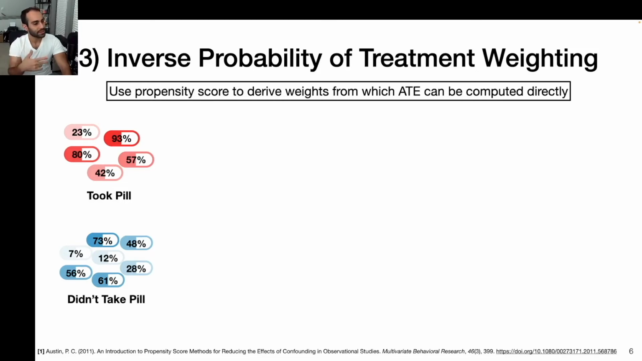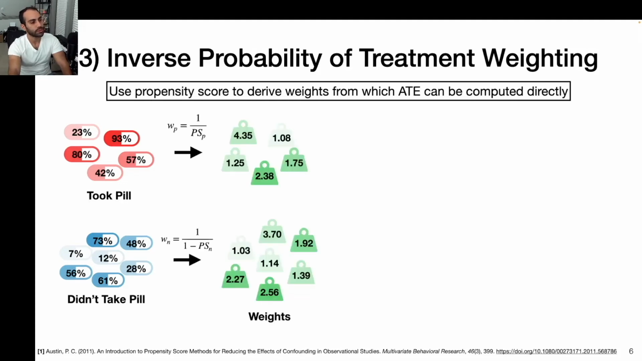What this might look like is we have our same observational data set. 5 people took the pill, 7 people didn't take the pill. We have propensity scores for all 12 of these individuals. Then we can convert these propensity scores into weights. How we define the weight will depend on whether the subject took the pill or didn't take the pill. If they took the pill, we just do 1 divided by the propensity score. So 1 divided by 0.23 is about 4.35. 1 over 0.93 is about 1.08, so on and so forth. But if they didn't take the pill, we do 1 divided by 1 minus their propensity score, and then we can get weights for each of the subjects.